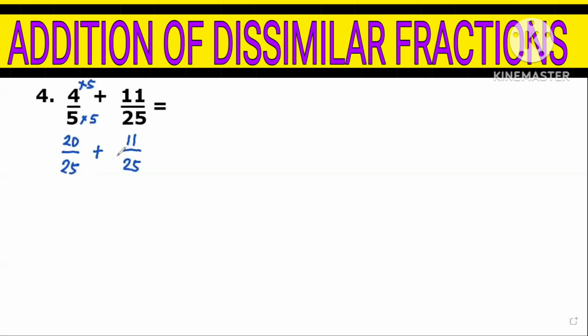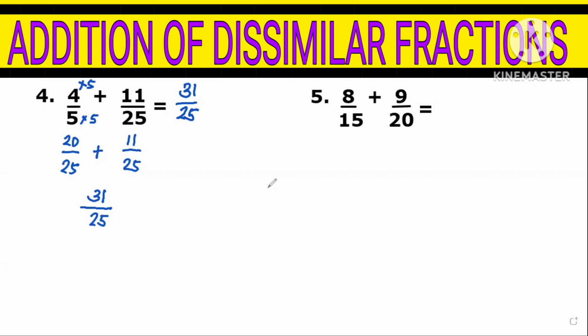Now, the next step is to add the numerators. 20 plus 11 is 31. Taking the LCM as denominator, so we have 31 over 25. Now, is this still reducible to lowest term? Hindi na, no? Why? Because 31 and 25 do not have a common factor. So, 31 over 25 is our final answer.